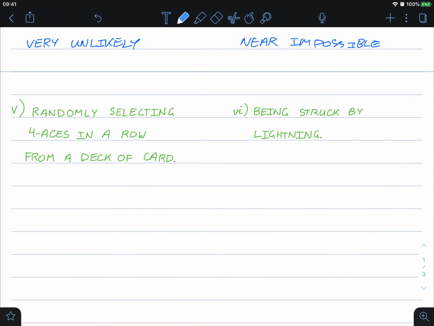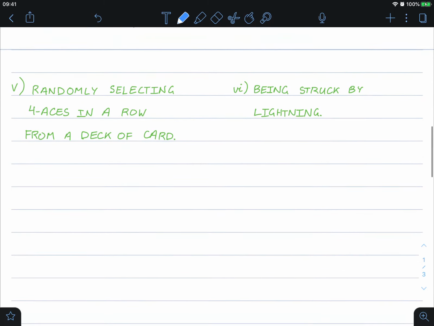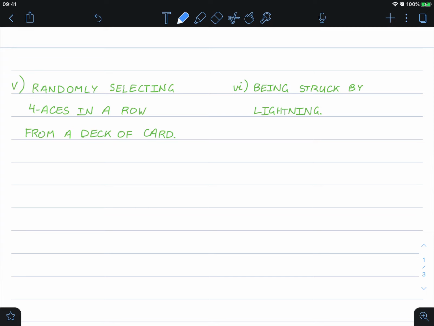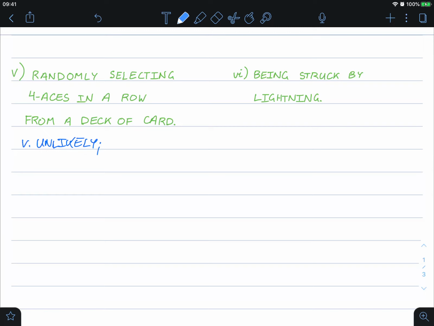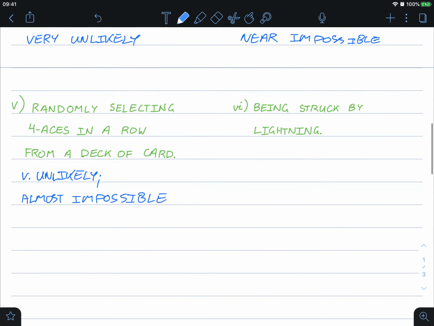Randomly selecting four aces in a row from a deck of cards. Again, very unlikely. And here's just some more creative ways of describing this. You could just say almost impossible. And lastly, being struck by lightning. Again, very unlikely.